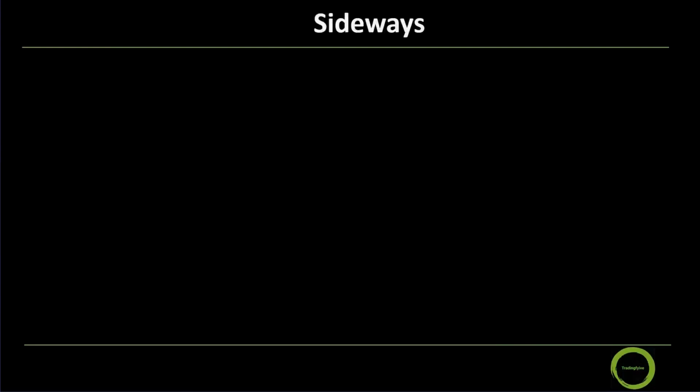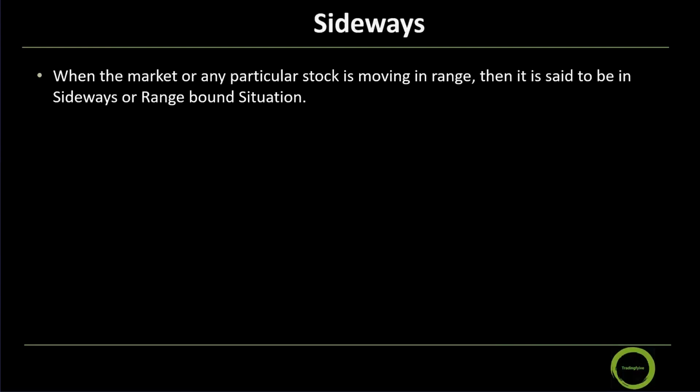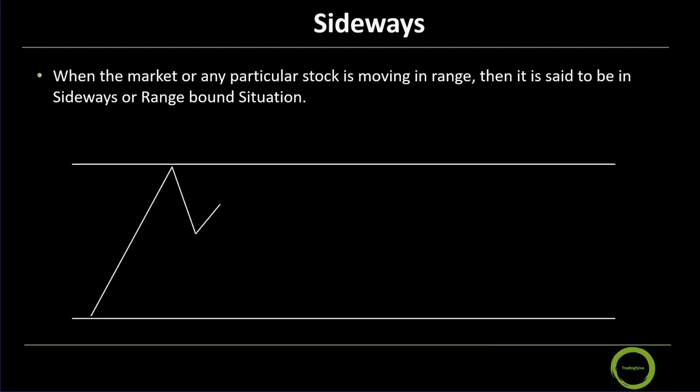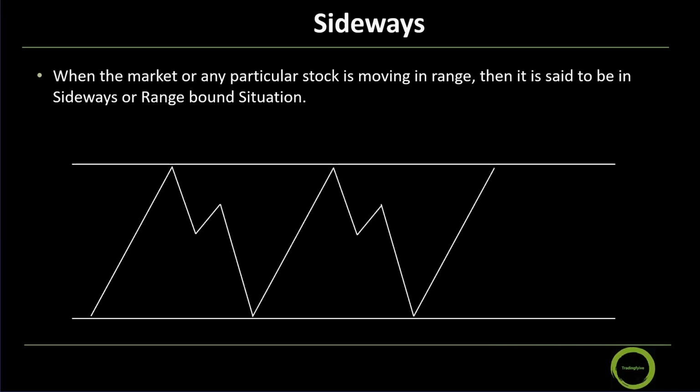Moving forward, we have sideways trend. Whenever the market or any particular stock is moving in a range, then it is said to be in sideways or range bound situation. Now, when we consider uptrend, we know that the stock is moving upward. And similarly, when we consider downtrend, we know that the stock is moving downward. But when there is a condition where the stock is neither moving upward nor downward and is just moving in a range or basically locked in a range just like this, then it is said to be in sideways condition or range bound condition.